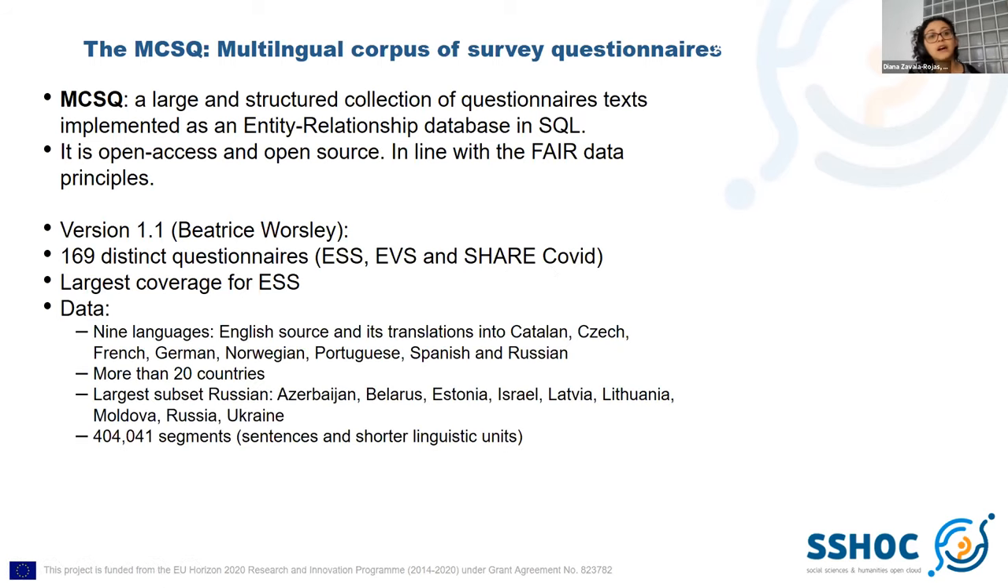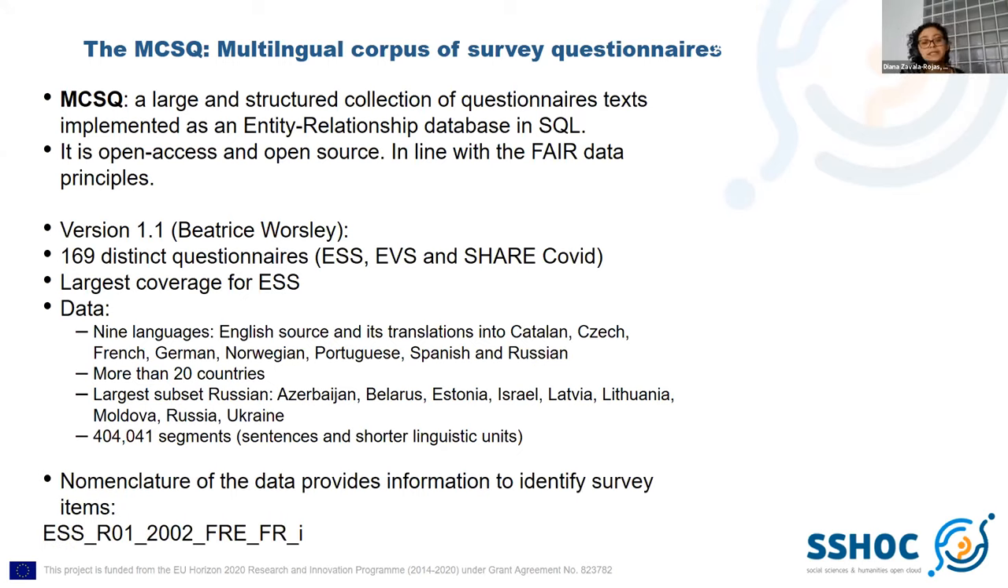The data is now from 9 languages, English source, and its translations into Catalan, Czech, French, German, Norwegian, Portuguese, Spanish, and Russian. More than 20 countries we have. I would say it's more than 30 now. The largest subset is for Russian, because in the EVS early rounds, we have several countries that no one else has in the later future, like Azerbaijan, Belarus, Moldova, etc. So far, we have more than 400,000 segments, that is sentences and shorter linguistic units.